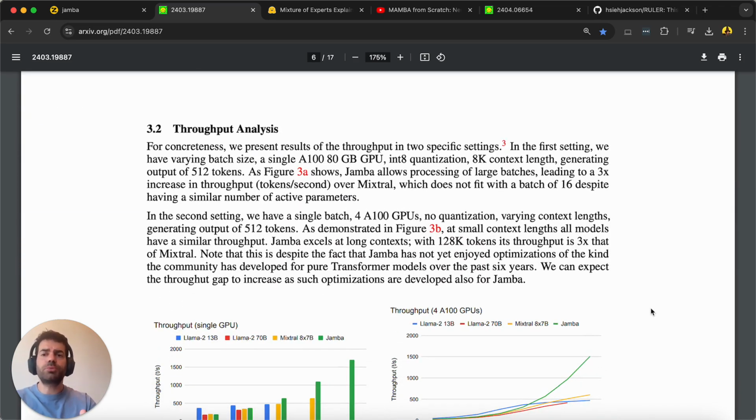Over here, you can see the throughput analysis, where we present a lot of information.